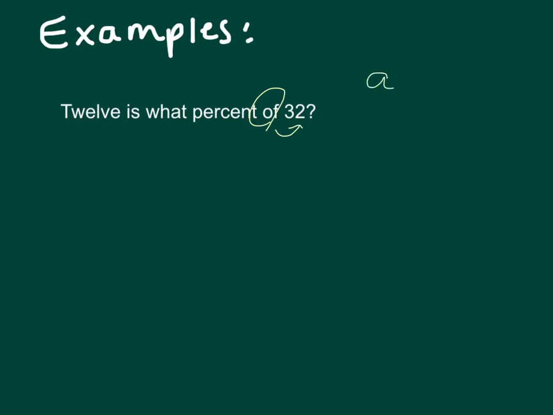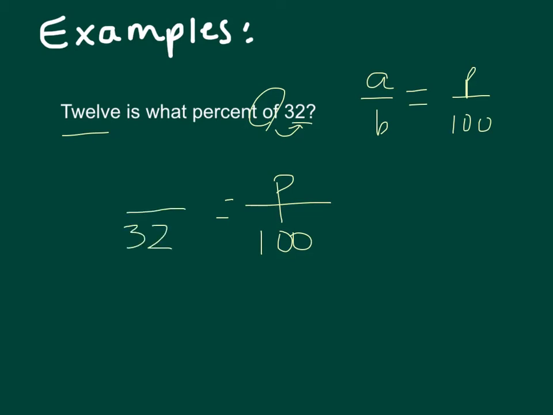So when I think A over B, part over whole, equals percent over 100. Well, I know here that I'm looking for the percent. That's going to be my variable. And then I have a 12 and I have a 32. It says of 32, so 32 is my whole and 12 is my part. So now I have a proportion that I'm ready to solve.